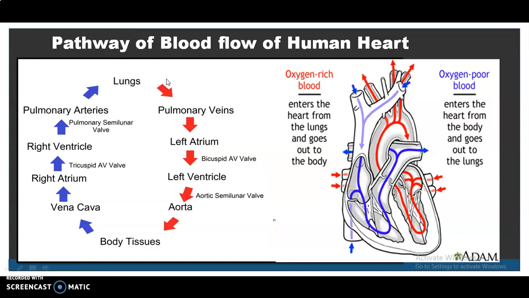Now the blood which comes from lungs through pulmonary veins is oxygen rich. It goes to left atrium, then to left ventricle, then to aorta, and then to the body tissues. And this way, the continuity of the blood flow within our heart and in our body is maintained. This is how blood flows through the heart, through the lungs, and is made available to each and every part of our body.